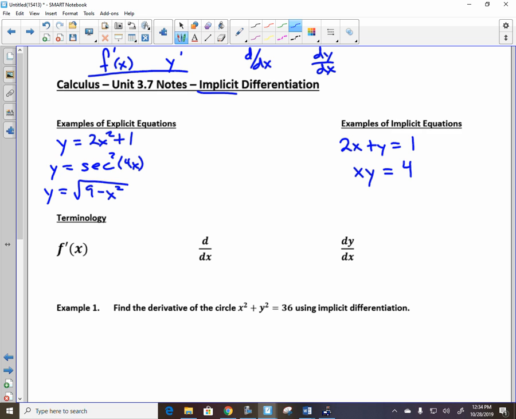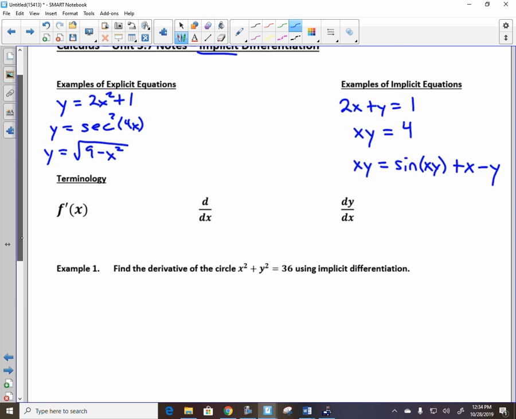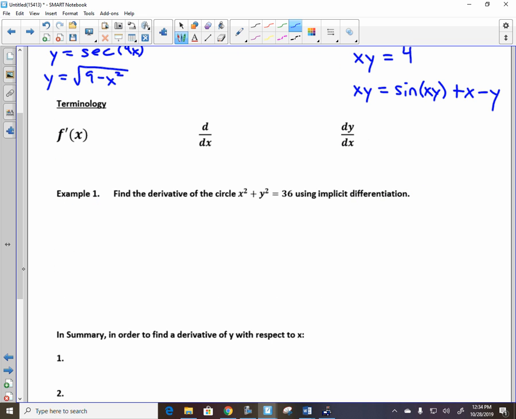But now you're still saying the same thing, like, well, I'm just going to divide by x, Mr. Gens. Okay, so what if you have this then? xy is equal to sine of xy plus x minus y. So are you really going to try to solve for y in that scenario? No, you're not. And so we come up with needing ways to find derivatives even when we don't have y directly solved for.